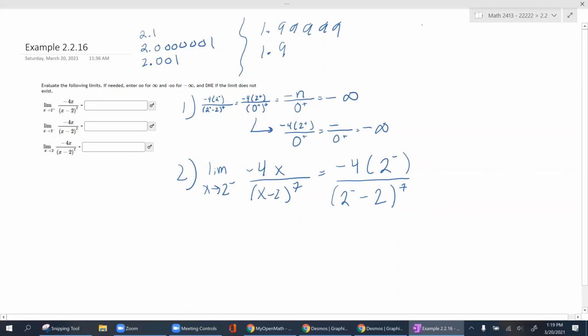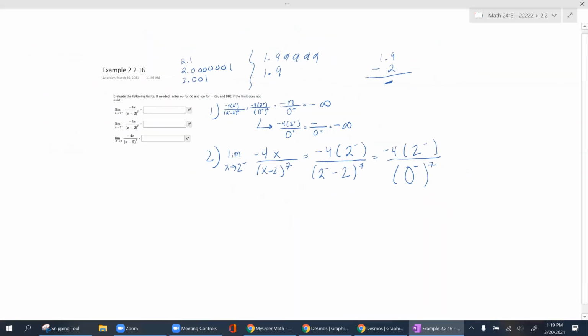Well, you could go ahead and put it in your calculator real quick. Just choose something that's slightly less than 2. Well, you could see 1.9 minus 2. What's that going to give you? That's a negative number, right? So in other words, I'm going to say this is -4 over 2 slightly from the left of a very, very small number, but it's negative, to the 7th power. Slightly negative to the 7th power.